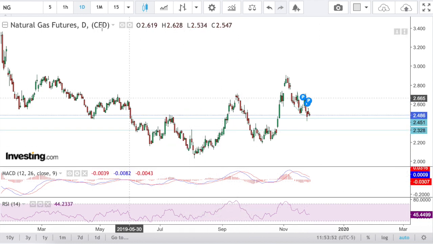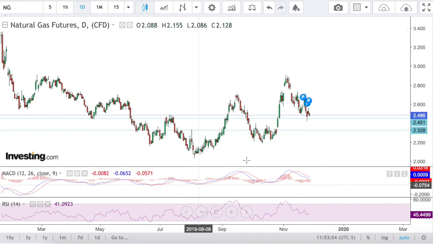So the MACD, you can see this is the daily chart. We've been swinging up and down here above the zero line. So what does that mean? That means we are in an uptrend. Now you can see that we are actually backtesting that zero level right here, and that would be a very interesting thing to see if we start reversing off of the zero level on the MACD. It would confirm the fact that we are in fact in an uptrend.